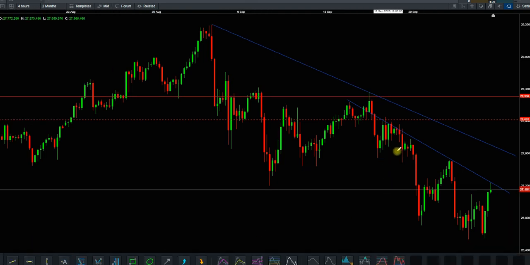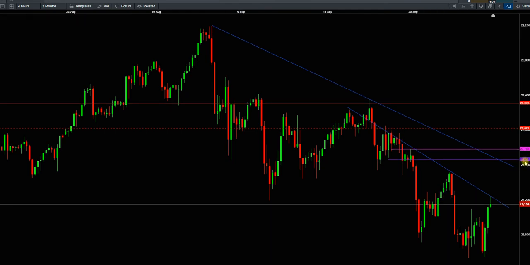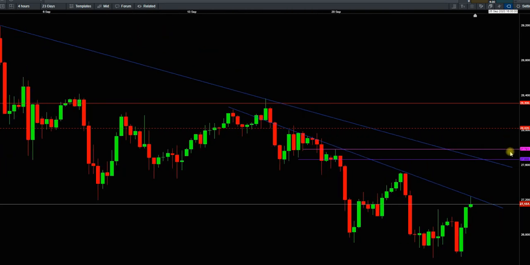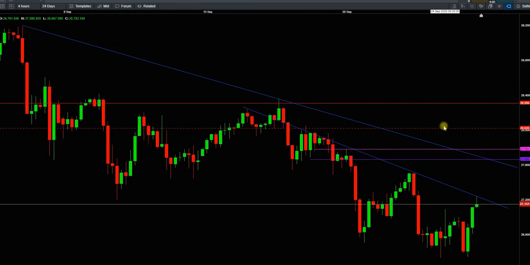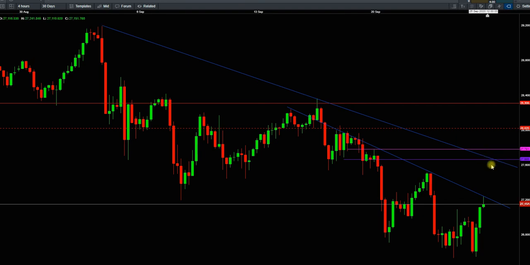Let me just put a note here, just a couple of lines. So this is a very nice area. 27,666, which is a magical number, and 27,781. That's going to be a level that you should watch, and it's going to be coupled with this trend line, which is very important. It's going to be a third touch, which is a major touch, and we're going to see if we can break through this very important resistance area, or we're going to roll over back all the way down.